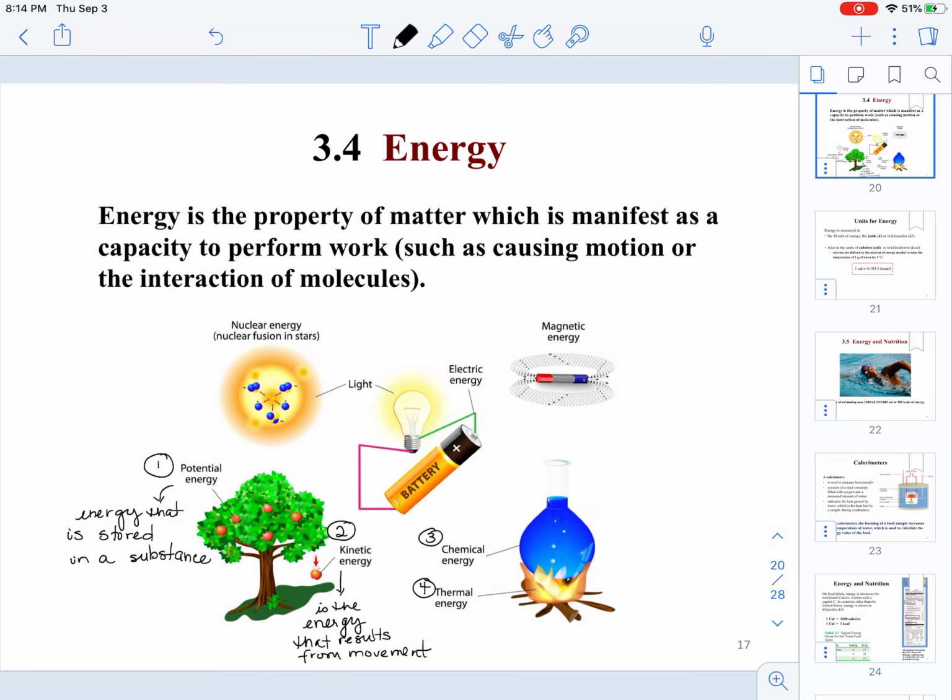If a particular energy is stored specifically in a chemical bond, that is called chemical energy. And lastly, thermal energy is going to be known as the heat, and this heat can be produced or it can be absorbed.